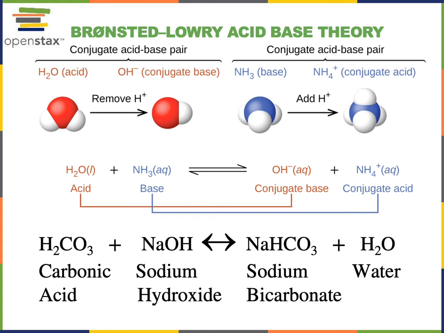On the bottom here, we have another example. The acid carbonic acid can release a hydrogen ion to solution. And the base sodium hydroxide can accept a hydrogen ion from solution. When carbonic acid reacts with sodium hydroxide, the products are sodium bicarbonate, and the bicarbonate is the conjugate base of carbonic acid. And water is the other product, and in this case, water is the conjugate acid of the hydroxide ion, which was the base in the chemical reaction.